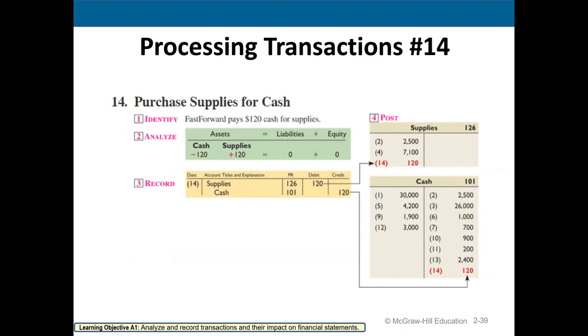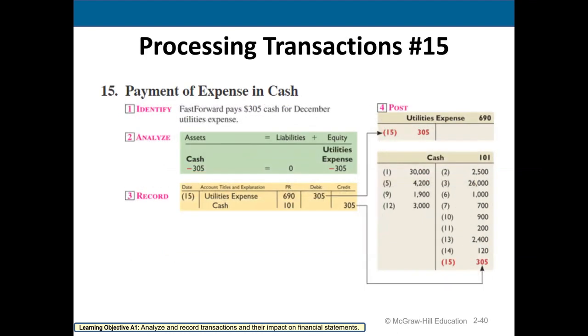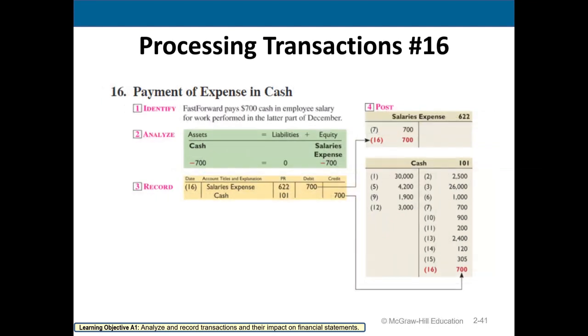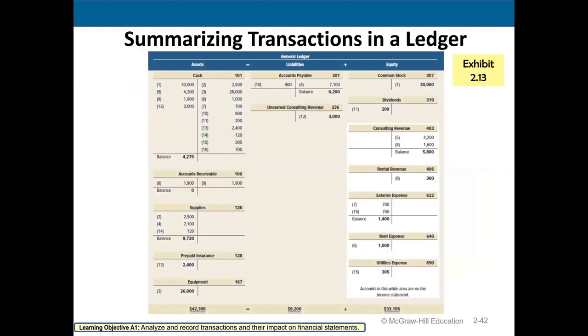And then purchasing supplies for cash. We did that one already. Payment of an expense. We did that one. It's just showing you how you're processing it. And then this gives you a summary. So it's just showing you all of those transactions that we just went through.